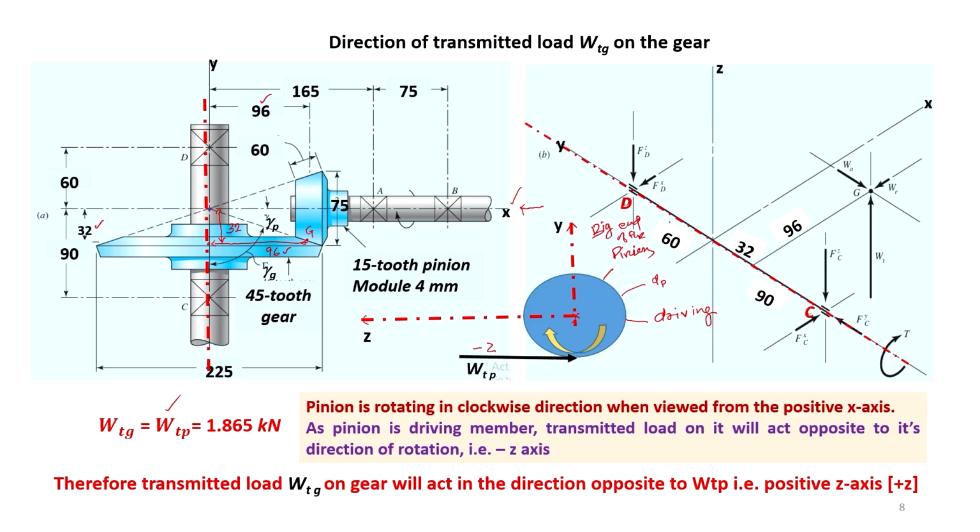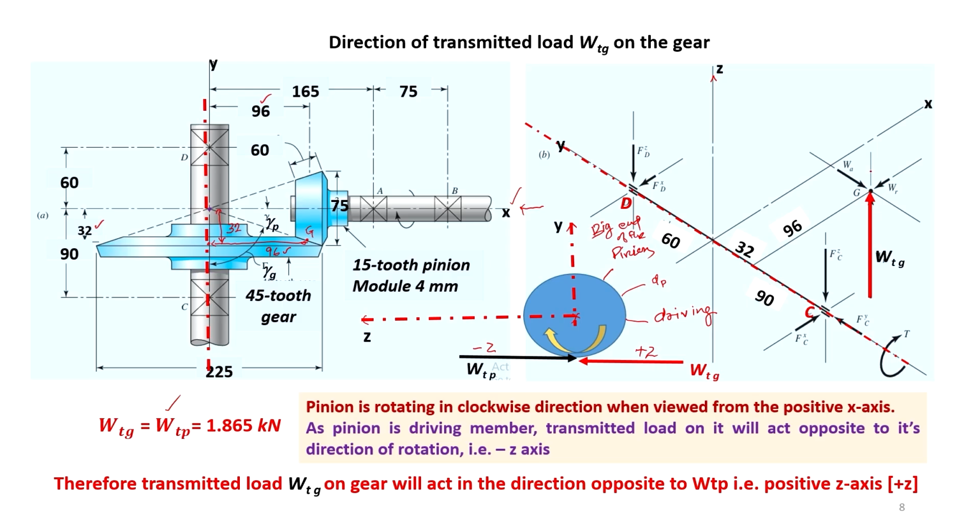Now, the gear is a driven member, and so the Wt on the gear will act opposite to the Wt of the pinion. So, Wtg will act in this direction, and this is the direction of positive z. It means the transmitted load on the gear will act in the positive z direction. This is shown here. This is your z direction.